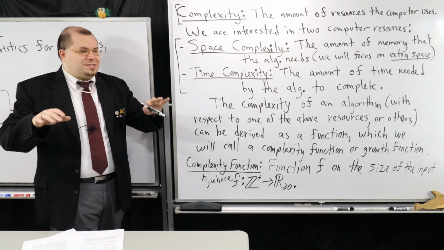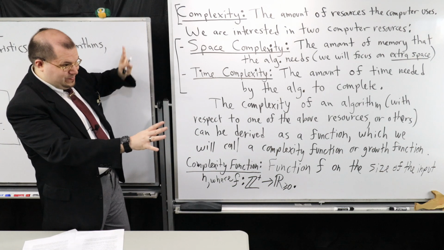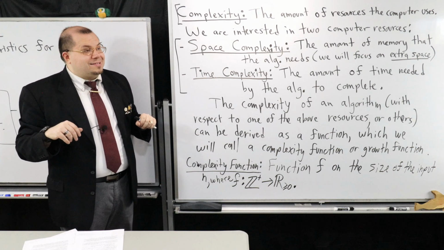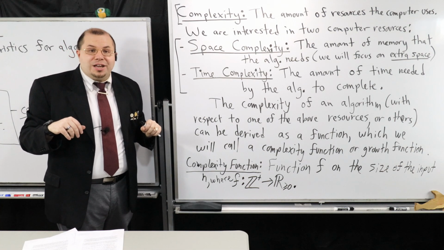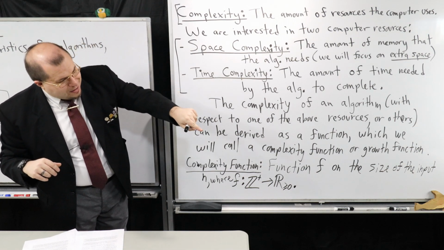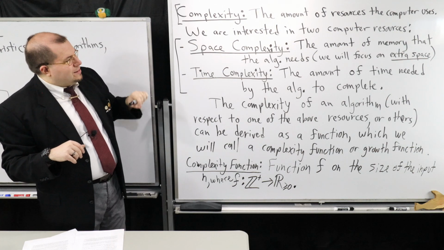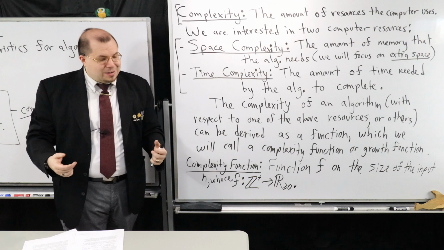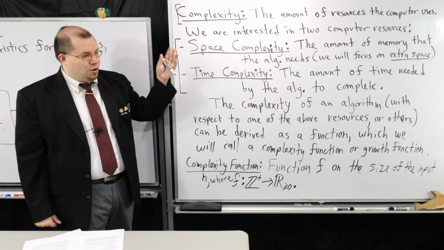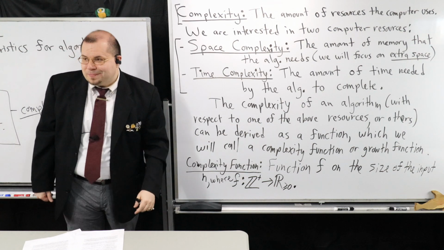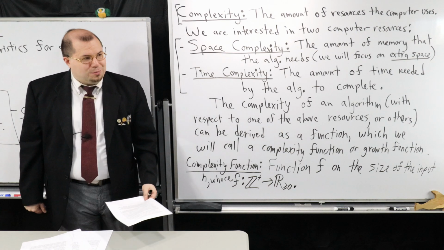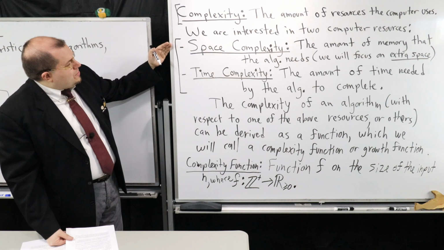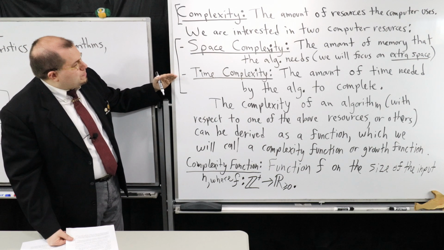For example, if I have a big computer network, one thing I would possibly have to take into consideration is the communication cost from one computer to another computer. So that might be another type of complexity I might have to measure in something like a network, which you can think of as a whole bunch of computers put together, just distributed over a bunch of machines. The two that we're going to be interested in are space complexity and time complexity.